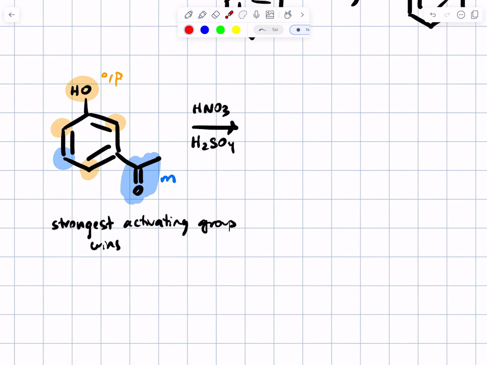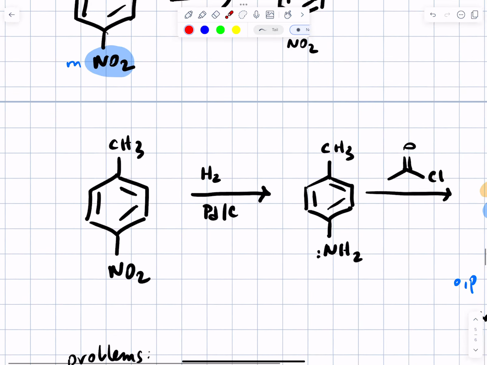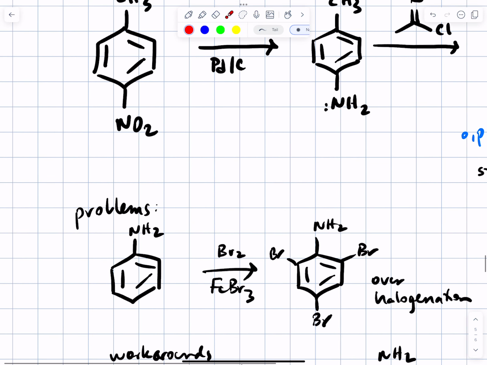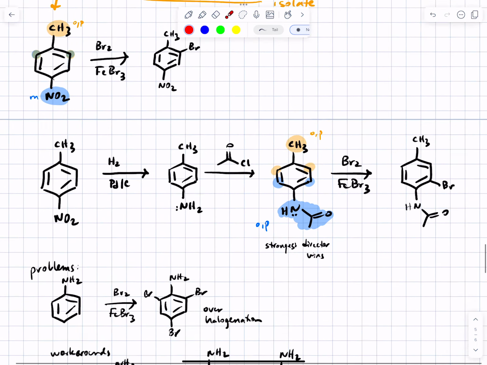The place where your text gives you the most explicit example of the strongest activating group wins is, oh, we didn't do that either? Yikes.